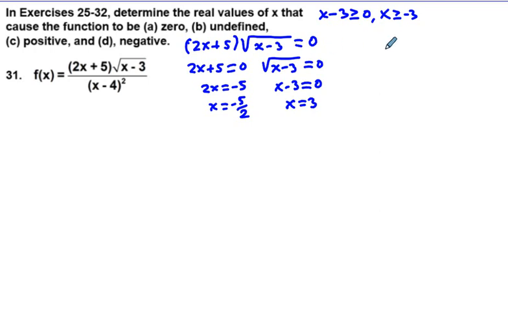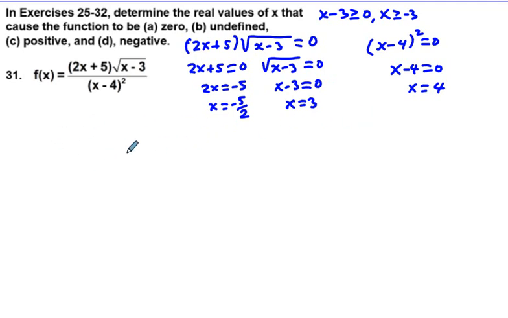And finally, for the denominator, we're going to have the quantity x minus 4 squared is equal to 0. So therefore x minus 4 is equal to 0. So x equals 4 is our other critical number. So we have these three critical numbers to account for.